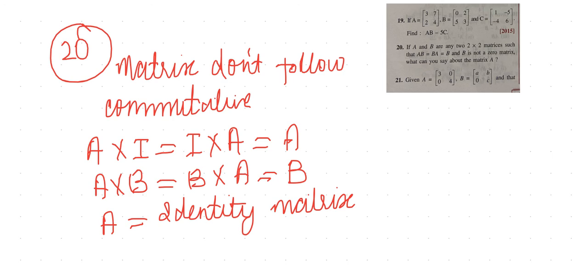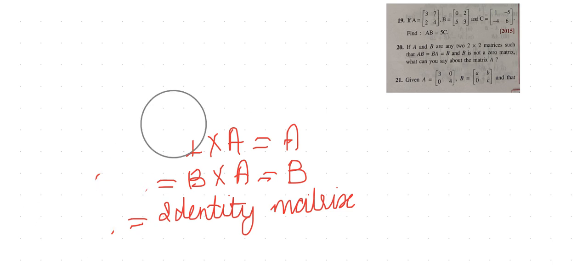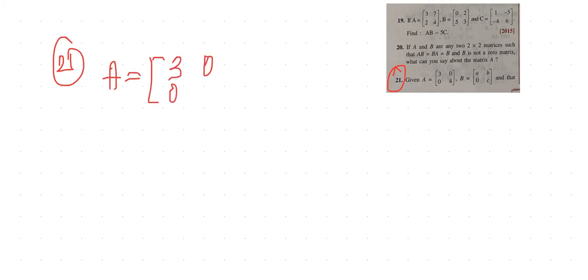So now they have given another question children, that is question number 21. So that also looks quite easy children. I'll be just explaining it to you and giving you that as homework as well. So in question number 21, the question says what? See, A has been given already. Okay, so A has been given as 3, 0, 0 and 4. And B also has been given as how much? A, 0, B and C.